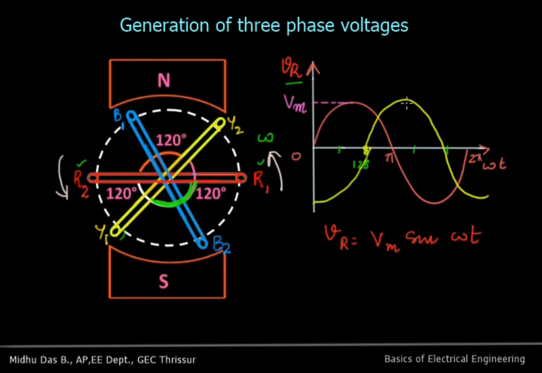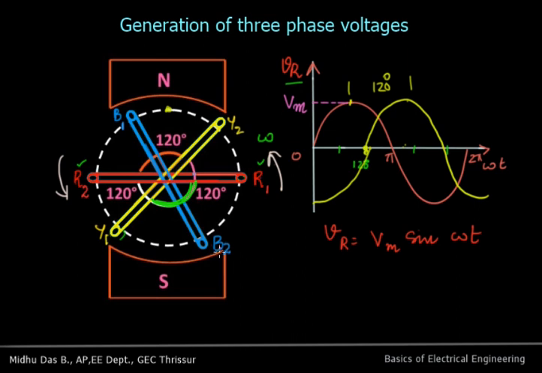It will take a peak value after 120 degrees only. Why? Because Y1 will reach this position 120 degrees after R1 reaches this position. That is, there is a lagging of 120 degrees in the voltage induced in the coil Y1 when compared with the coil R1, R2.